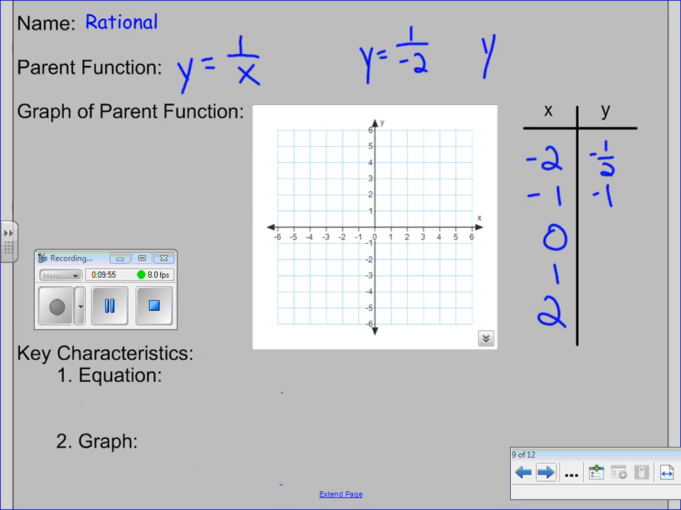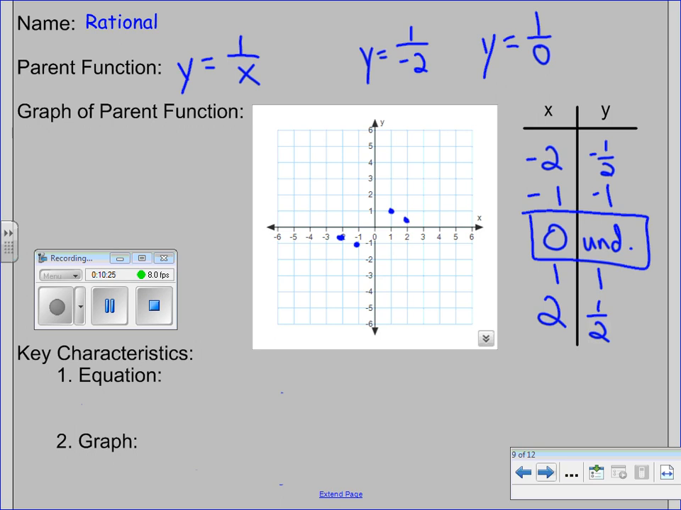Now here's something you need to be aware of. Well, 1 over 0. If you plug that into your calculator, you're going to get an error. That's because it's undefined. You cannot have a point there. You can never divide by 0, and that's something you need to know. All right, when we plug in 1, 1 over 1 is 1, and 1 over 2 is 1/2. So now we have some points: (-2, -1/2), (-1, -1). We know that there's like this skip of some sort at 0. We have (1, 1) and (2, 1/2).